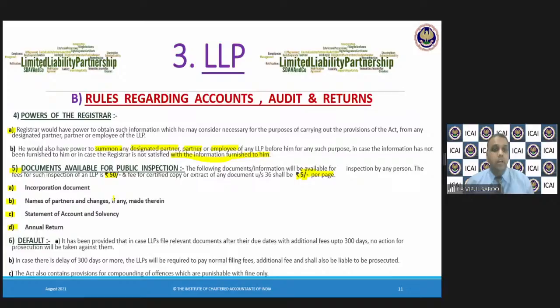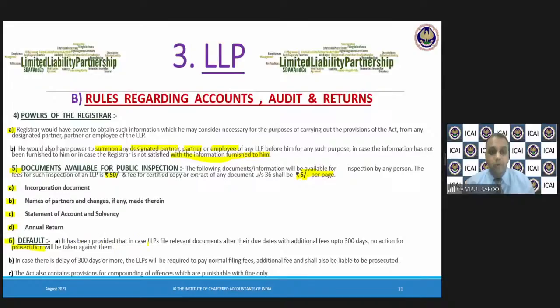Then, about default, it has been provided that in case LLPs file relevant documents after their due dates with additional fees up to 300 days, no action for prosecution will be taken. What is prosecution? Being put behind bars, a case. They can file a case against you.